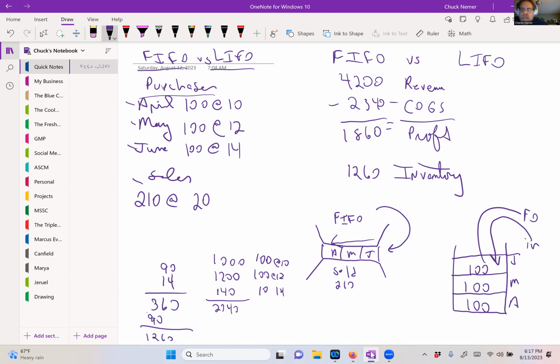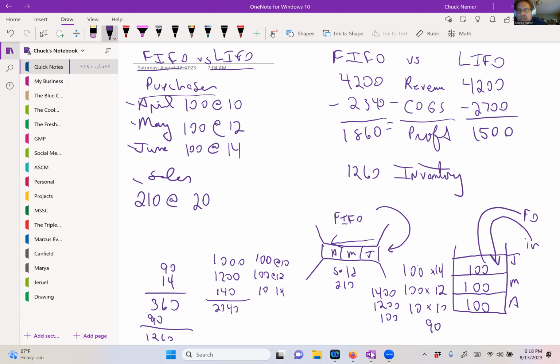Which means the last ones in for the 210 we sold: 100 would be from June, from a costing standpoint at $14 each, 100 for May, and the last 10 would be April. So the math is 1,400, 1,200, and 100 for the cost of goods sold. Revenue still 4,200, cost of goods sold 2,700, gives us a different profit number, 1,500. And the last 90 are from April. That's what we have in inventory at 900.